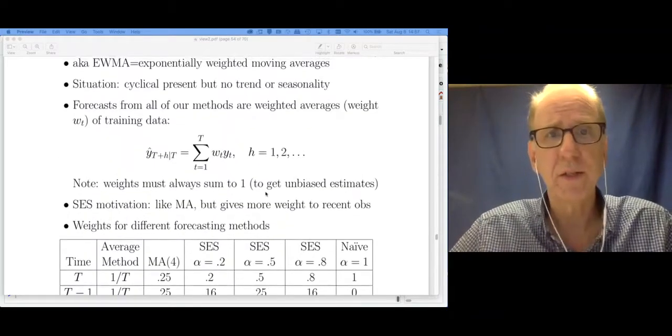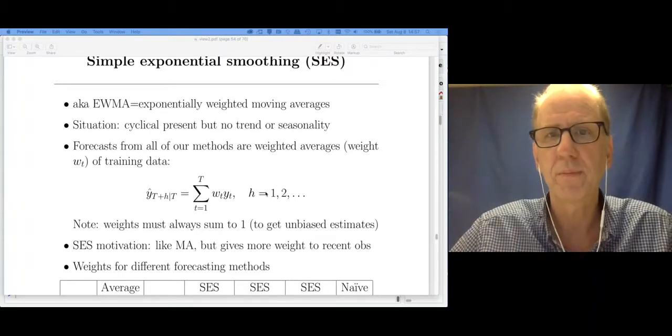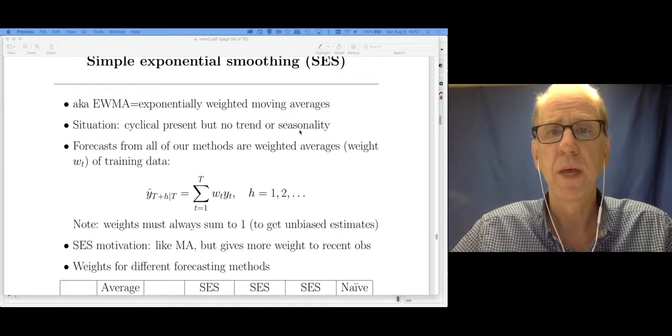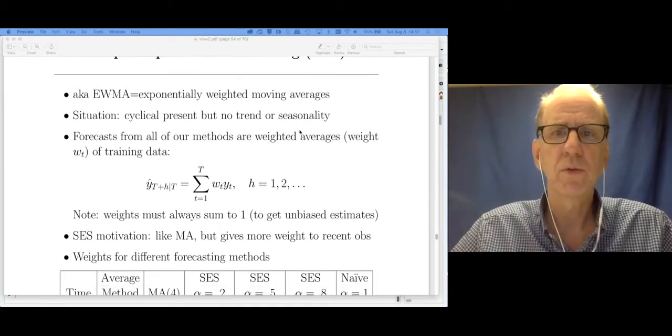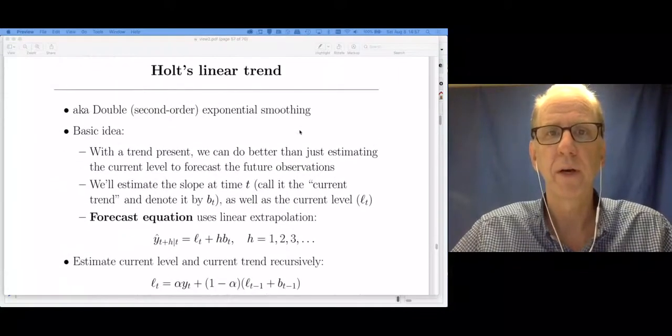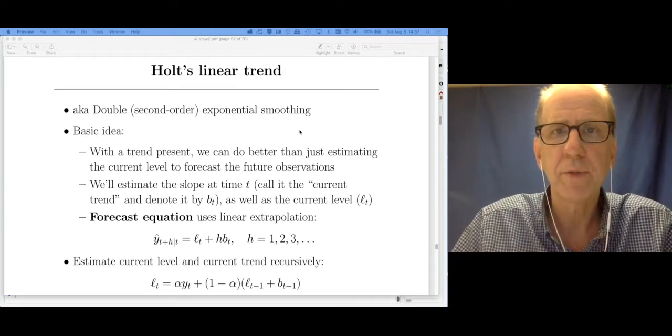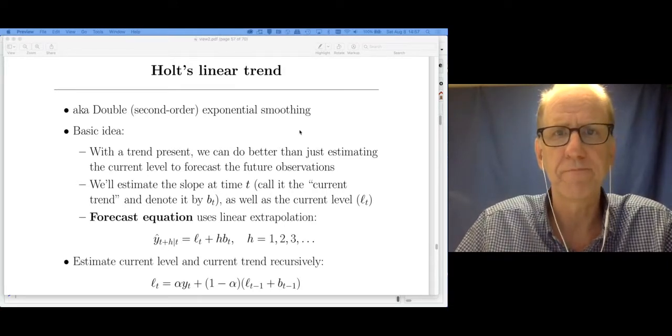And I said this method is great as long as you only have a cyclical part present. Well, what if you have a trend or seasonality? So the answer to that is we're going to use Holt's method, which is going to allow us to have a linear trend. In my next video, we'll capture the seasonality component.